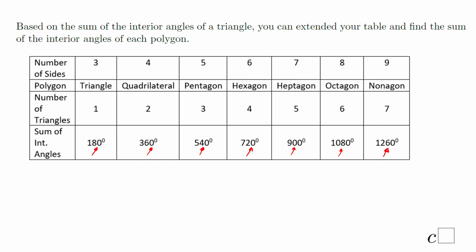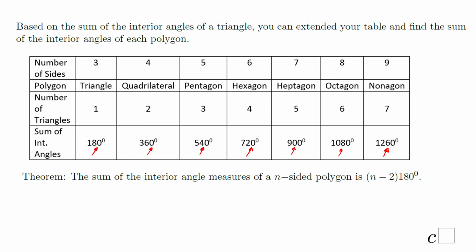1260. But we don't want to use this table in order to find the sum of the interior angle measures of a polygon with 217 sides, let's say. We can use this very simple formula. If a polygon has n sides, then the sum of the measures of the interior angles is going to be n minus 2 times 180. So if you have 217 sides, just plug it in. Let's see an example here.